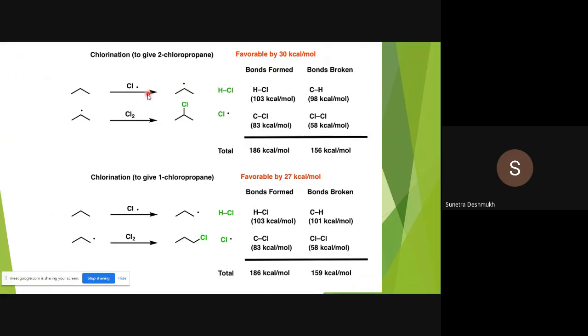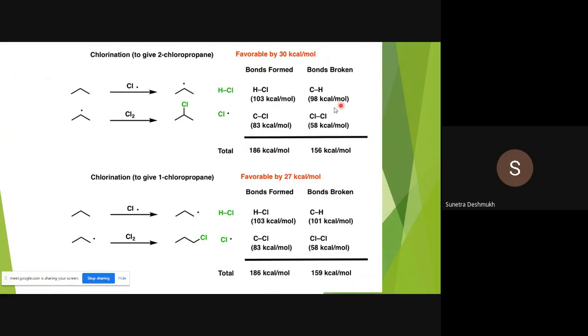Secondary radical, okay, the chlorine radical is generating this secondary alkyl free radical, and the remaining chlorine dot is getting reacted with the H dot that was homolytically detached from your isopropane, sorry, not isopropane, it's n-propane. Okay, so the HCl bond has been formed. So the energy needed to form the HCl bond is 103 kilocalorie per mole. To break the CH bond, the energy needed is 98 kilocalorie per mole.